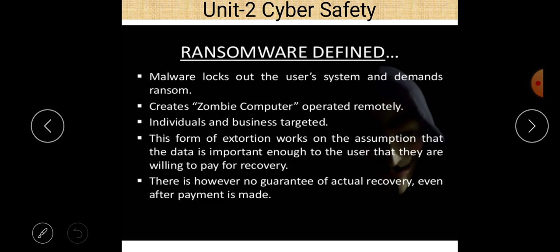So that is all about ransomware. Ransomware is derived from the word ransom, and ransom malware is also known as ransomware.